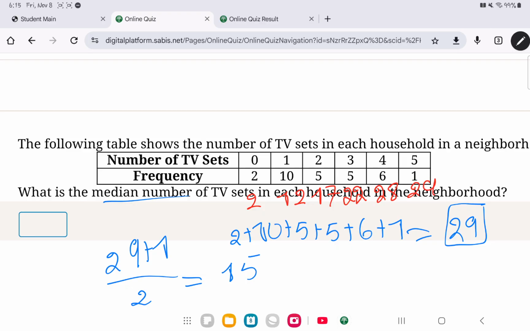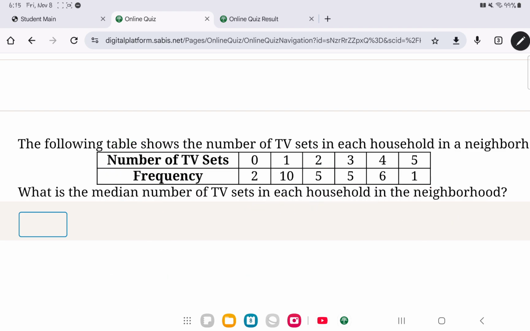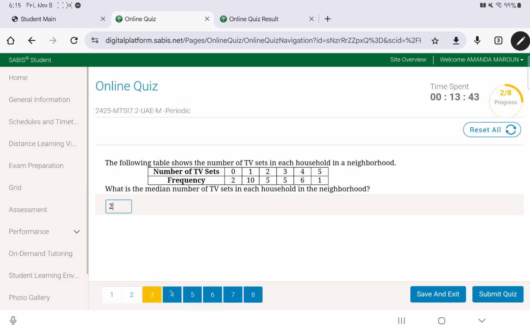Now we're going to look at the values and see which one includes 15. 2 does not include 15, 12 does not include 15, whereas 17 includes 15. So what is the median number of TVs? It is then 2. Alright?